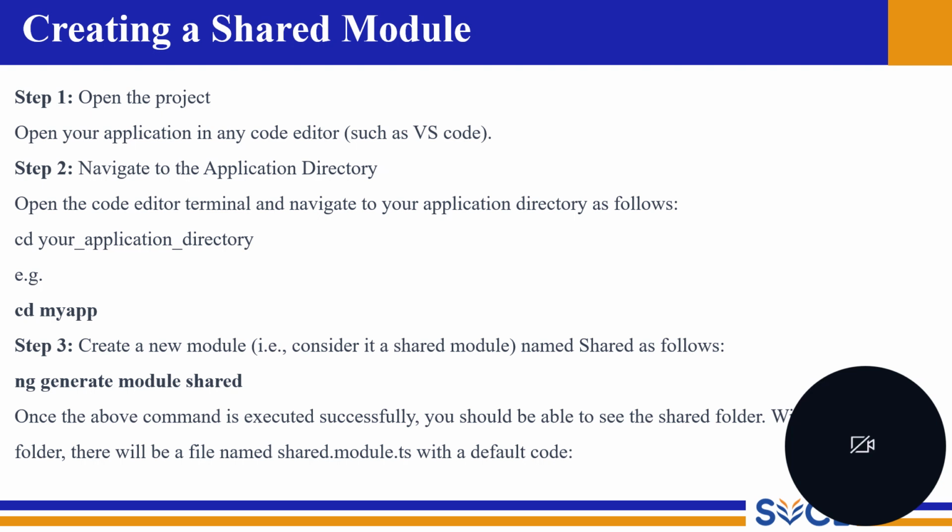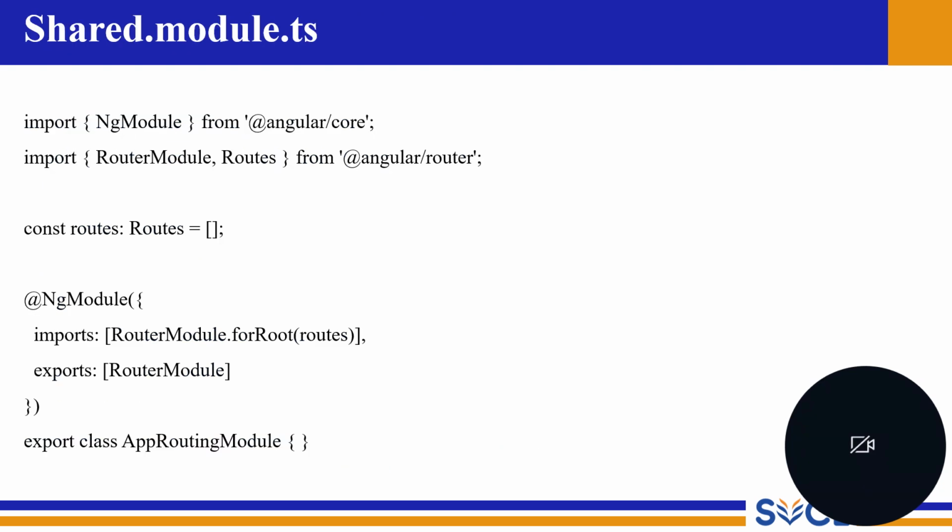by using the command ng generate module shared. Once the above command is executed successfully, you should be able to see the shared folder. In that folder, there will be a file named shared.module.ts with the default code. So this is the shared.module.ts file.